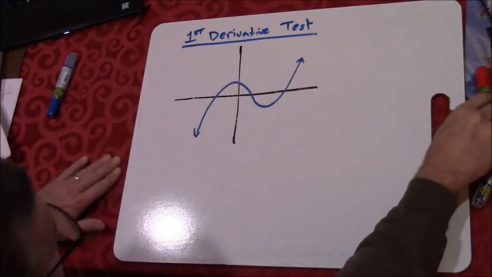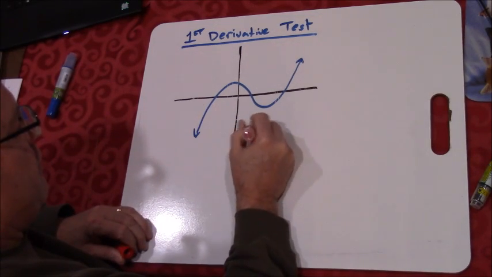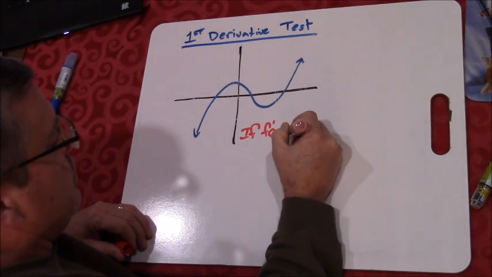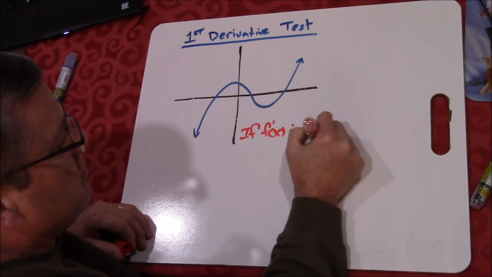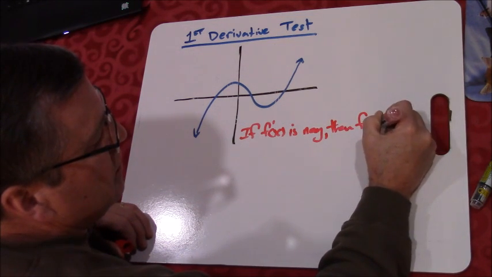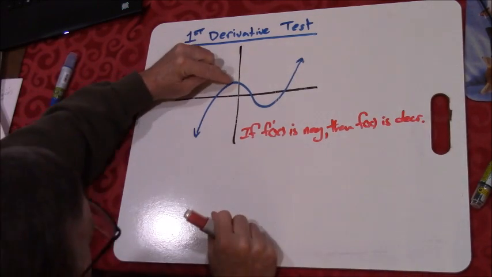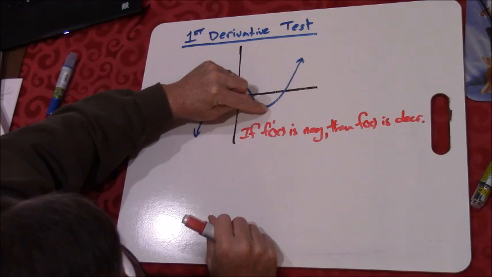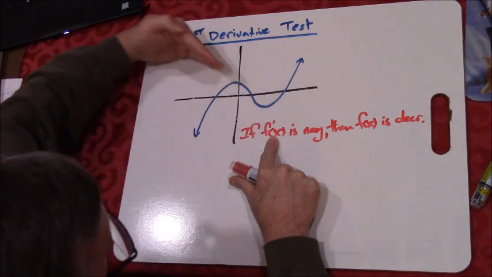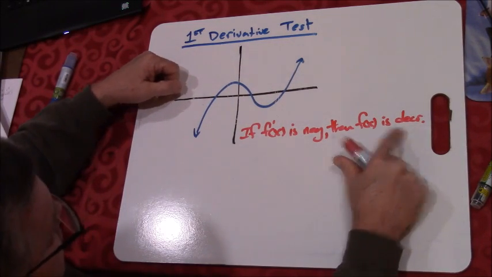So what we want to get from that is this. If f prime of x, our derivative, is negative, then f of x is decreasing. That's what's happening from this point right here down to here. Our derivative is negative, which means the slopes of all the tangent lines are going this direction. And that happens where the function is decreasing.